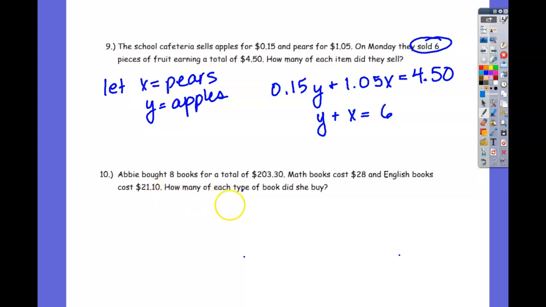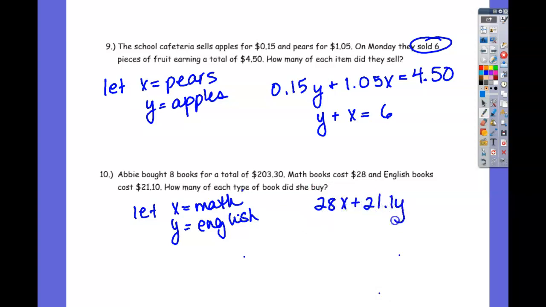Abby bought 8 books for a total of $203.30. Math books cost $28. English books cost $21.10. How many of each type did she buy? So let's let X be the math books. Y can be English. The 2 equations, the money one. So math books are 28X. English are 21.1 times your Y, and you spent $203.30. Abby bought a total of 8 books. So the easier equation is just X plus Y is equal to 8.